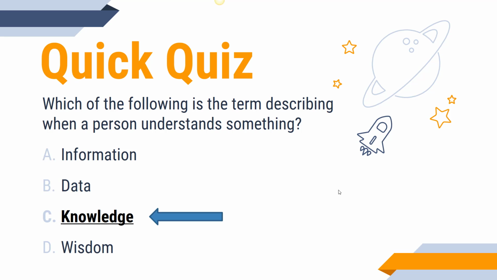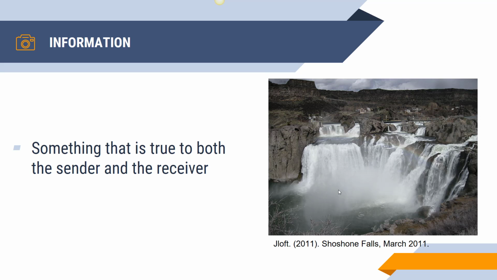Knowing something often comes after personal experience or studying information found in books, on the internet, or in articles. Data could be thought of as the building blocks or elements of information in any discipline. Wisdom seems to be the proper application of what we know. Information is true to everyone. It's everywhere. For example, if I say that Shoshone Falls is located in south-central Idaho and attracts tourists every year, that is a fact that everyone could agree with.